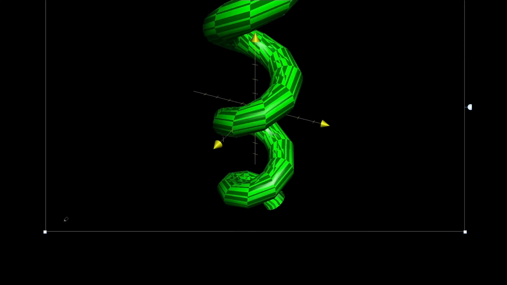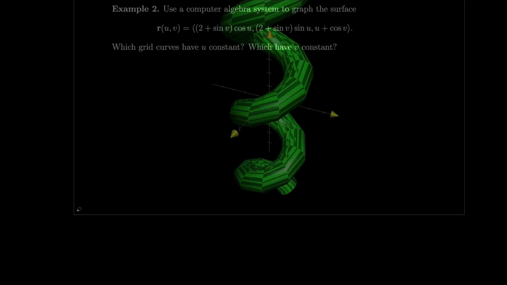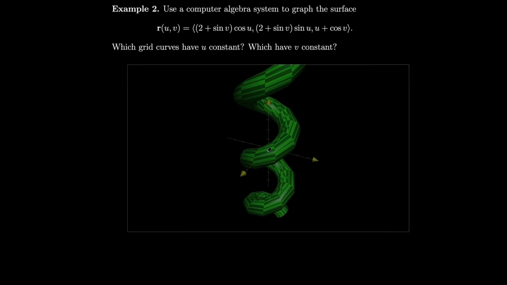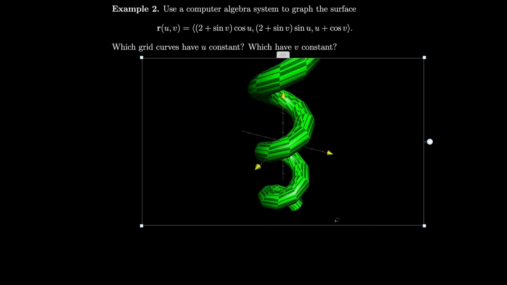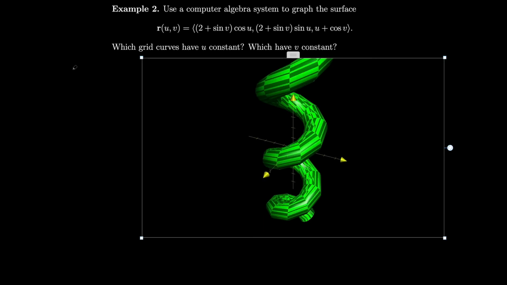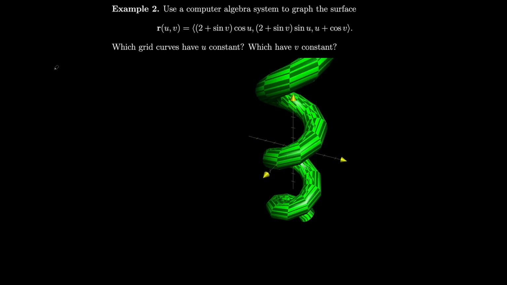And we'll make this much smaller. Much smaller. Okay, that's pretty good. I'll take that. Okay, so which grid curves have u constant?